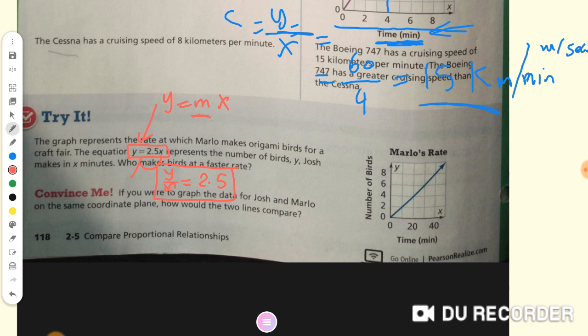Let's read this example. The graph represents the rate at which Marloes makes origami birds for a craft fair. So this graph belongs to Marloes. It shows in how many minutes, the number of birds over y.